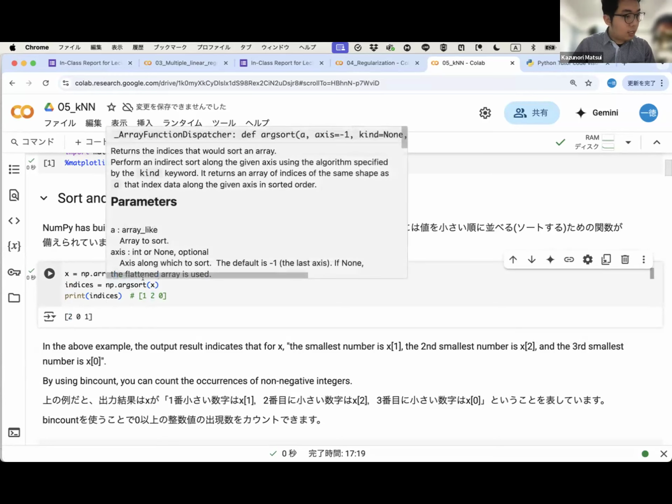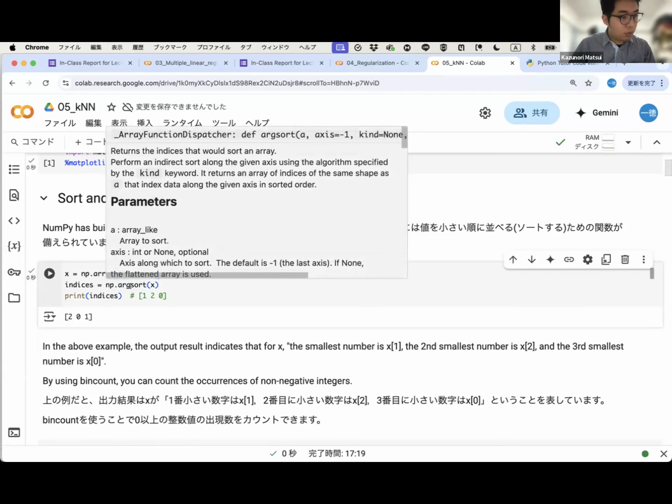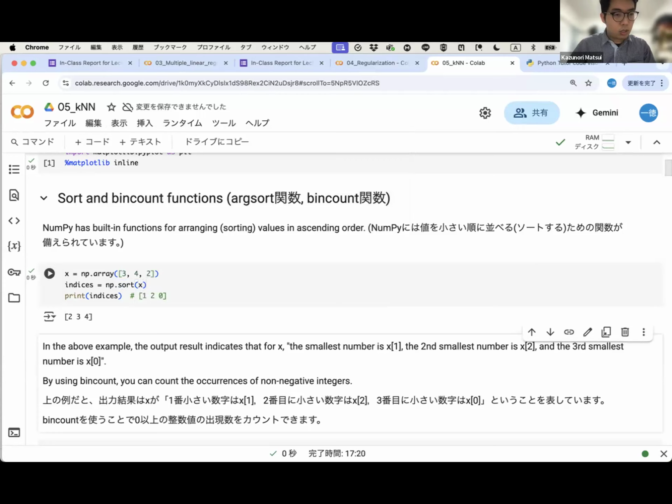By the way, we can also change the order of the actual elements, not just get their indices. We can do this simply by using np.sort, which will sort 3, 4, 2 in ascending order.